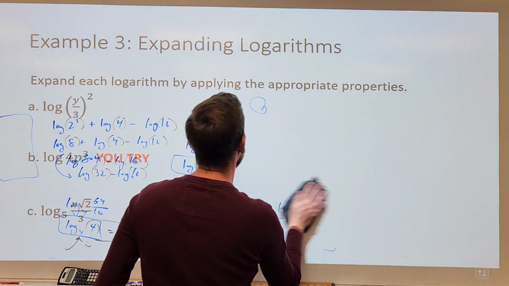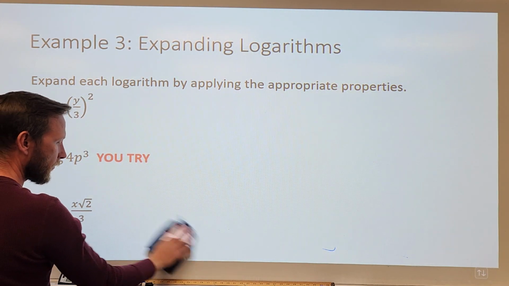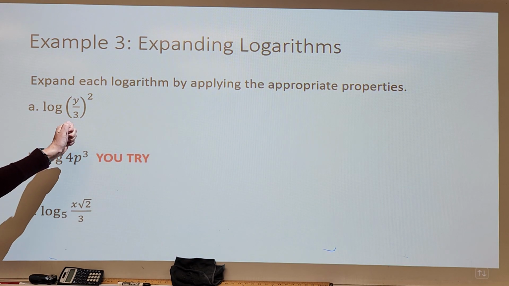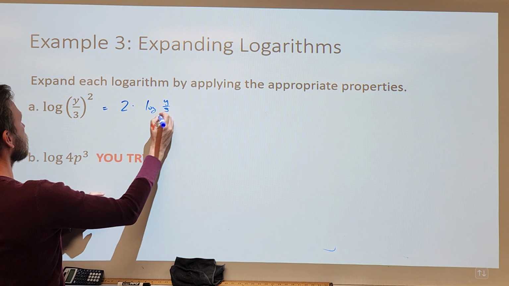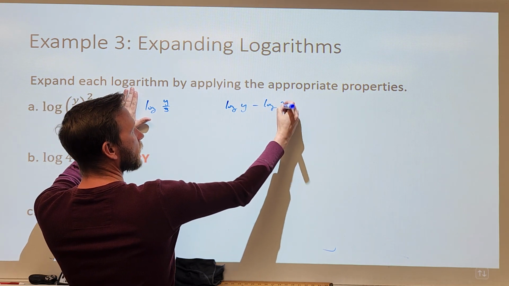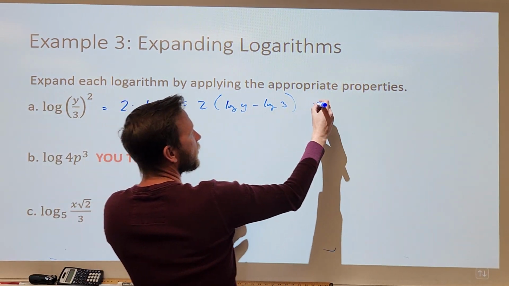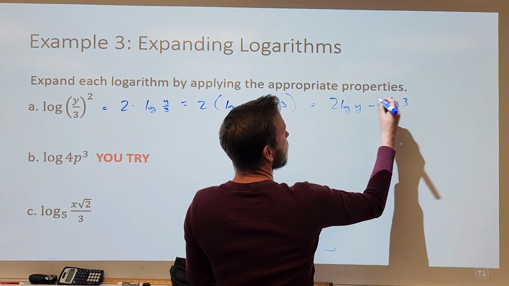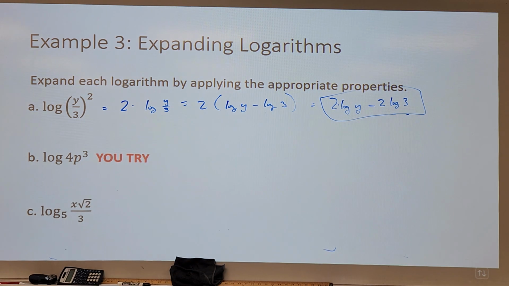All right, over here, let us expand out these expressions instead of combining like we did in the last slide. Now for example 3, we're going to be expanding them out. So here we have the log of y over 3 squared. Here I can put the 2 in front of this whole log of that quotient, which means that when I write this part as the log of y minus the log of 3, I need to have the 2 multiplier in front of the whole thing. All right, which means that this is 2 times the log of y minus 2 times the log of 3. This is expanded all the way out. I'd like you to try that one.